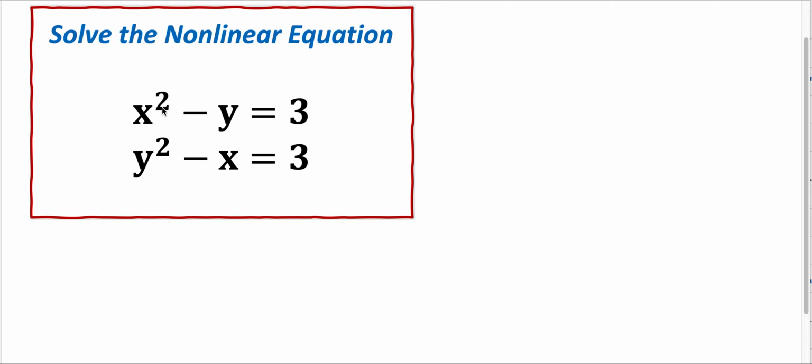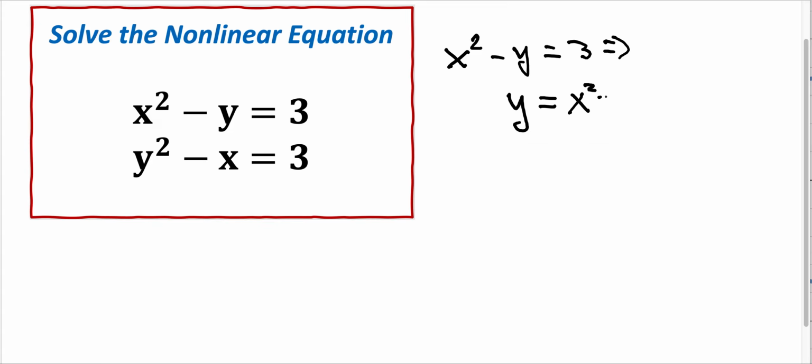The nonlinear equation. We have x squared minus y equal to 3 and y squared minus x is equal to 3. If we are taking the first equation here, x squared minus y, and we equate it with 3 and we are solving for y, it implies y is going to be equal to x squared minus 3.